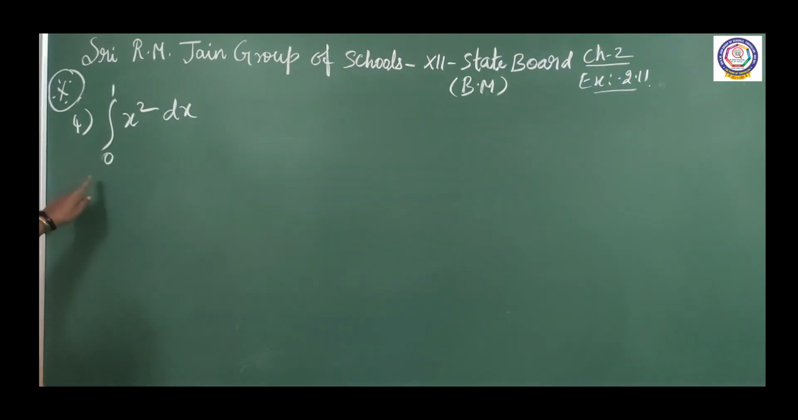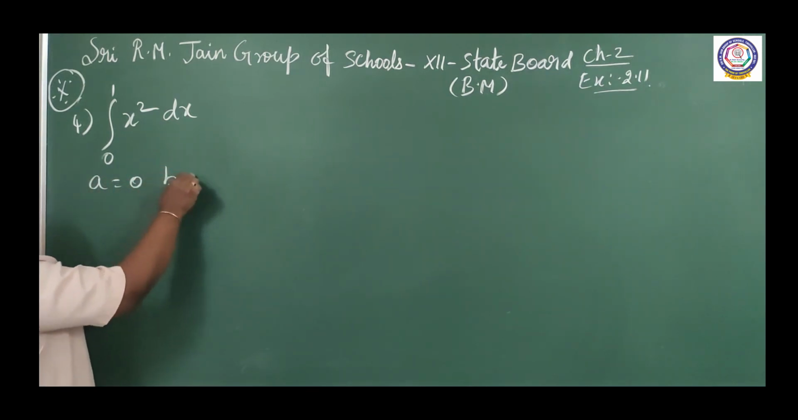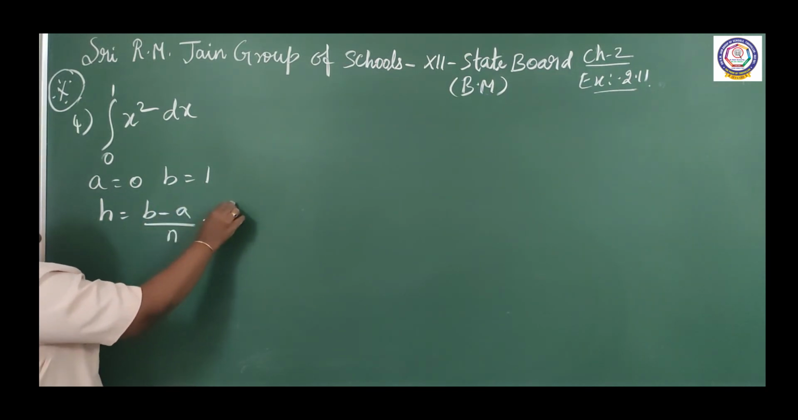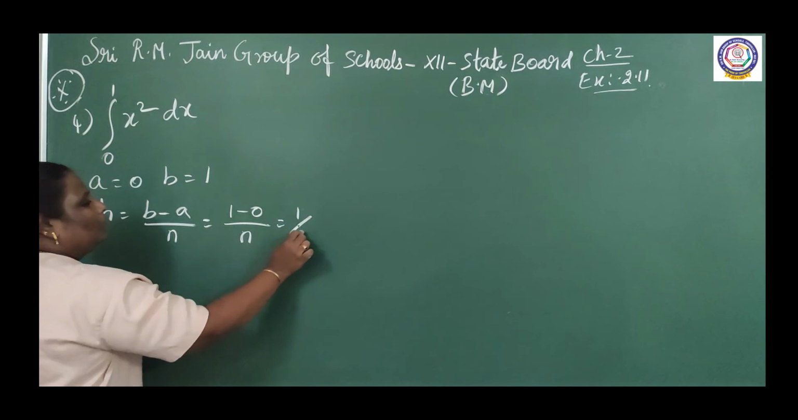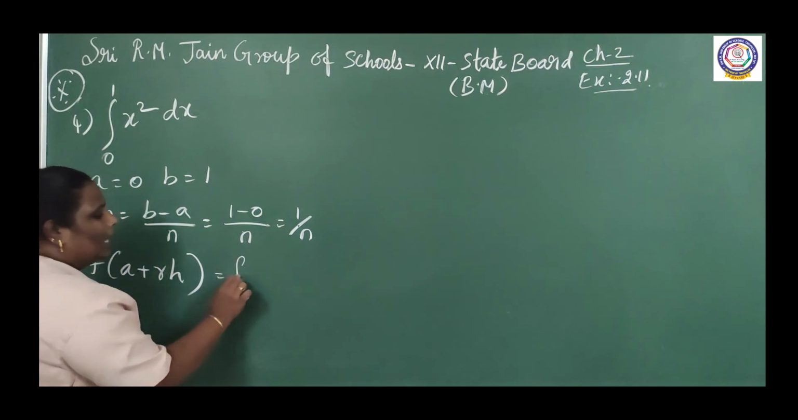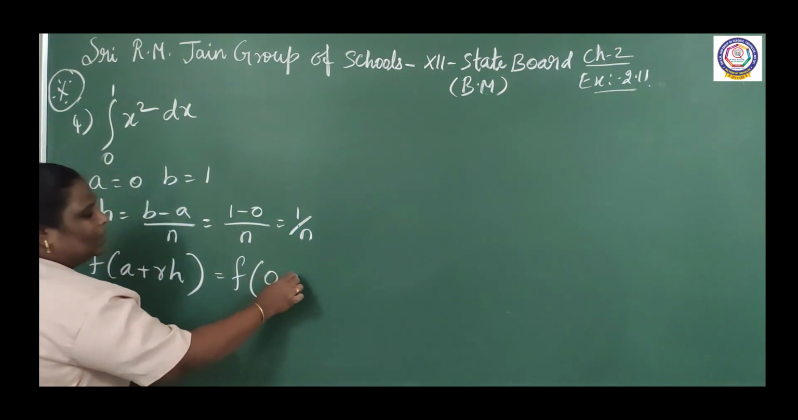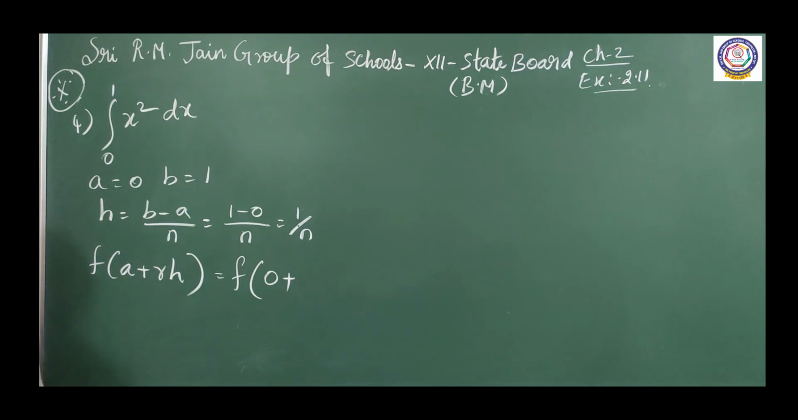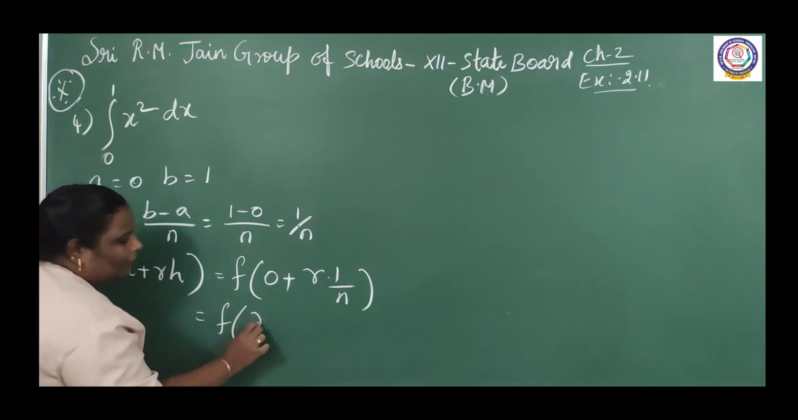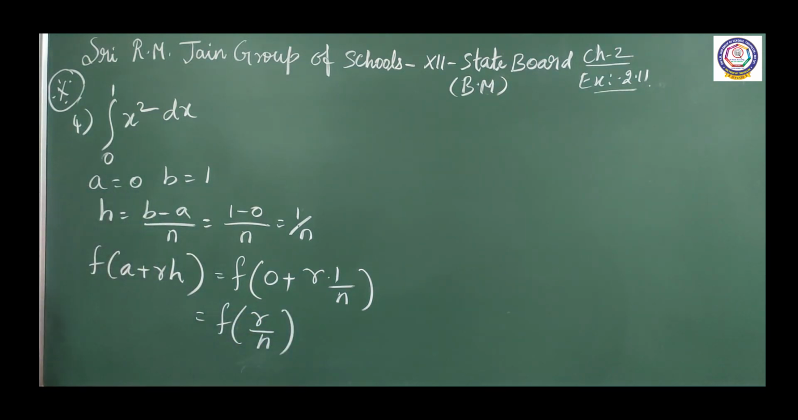See the fourth sum, integral 0 to 1 x square dx. Here a equal to 0 and b equal to 1. h equal to, what is the formula? b minus a by n, that is 1 minus 0 by n equal to 1 by n. Then what is the formula for that? f of a plus rh. a value is 0 plus r into h, r into 1 by n. It gives f of r by n.